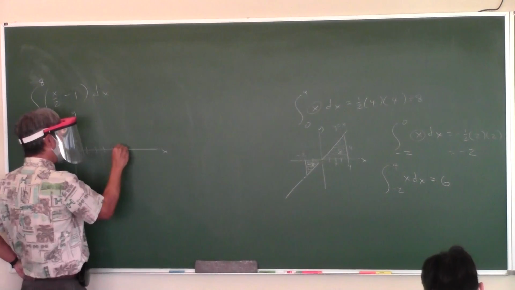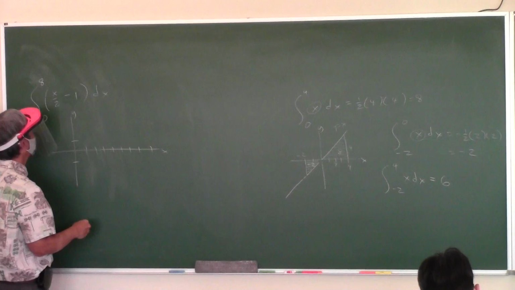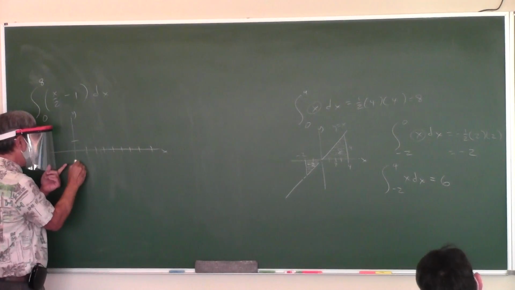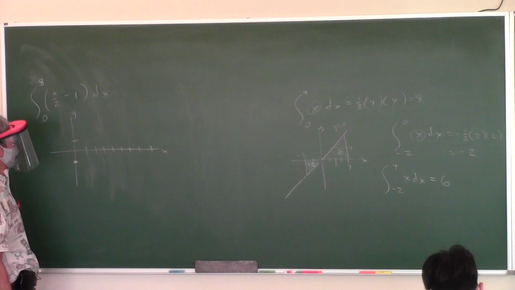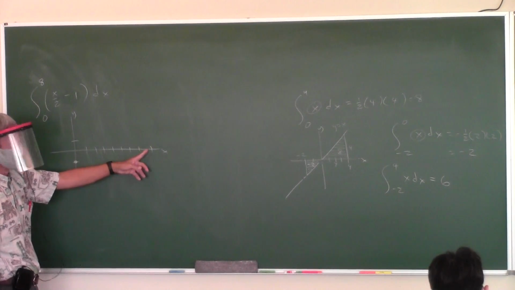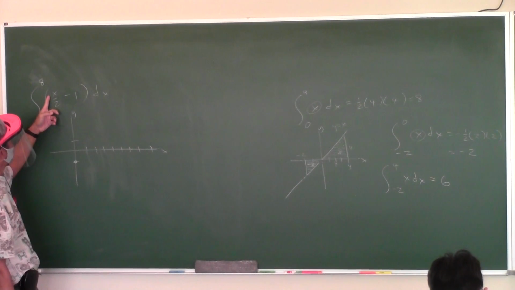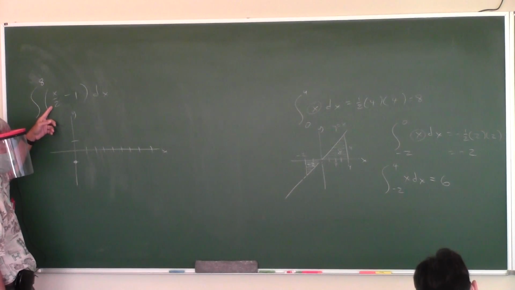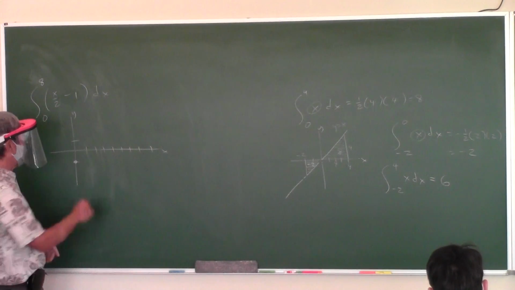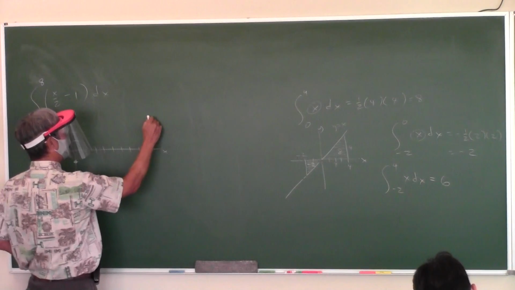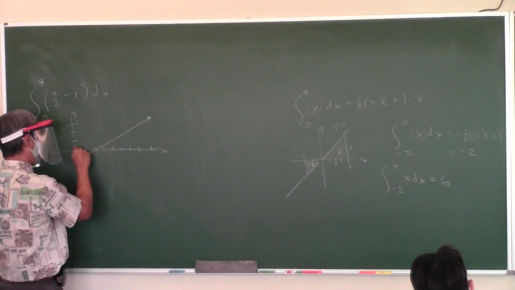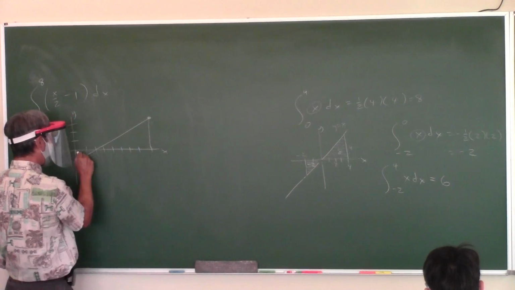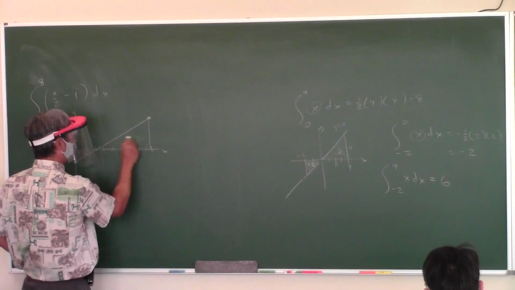1, 2, 3, 4, 5, 6, 7, 8. Okay, the y-intercept is -1. Well, how about plug in 8 then, right? If you plug in 8 here, what do you get? 8 over 2 is 4, minus 1, you get 3. So the graph looks like this, right? So from 0 to 8, we have to compute this area and then that area.